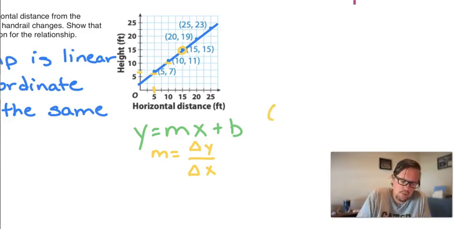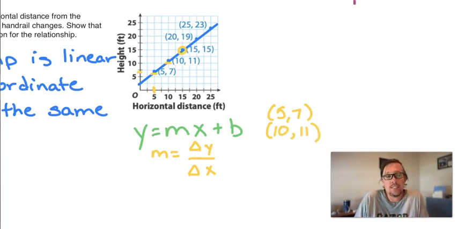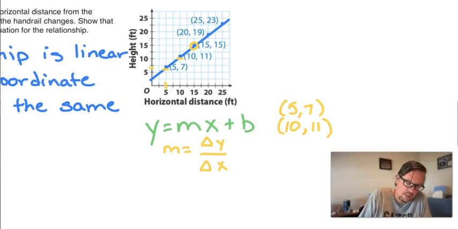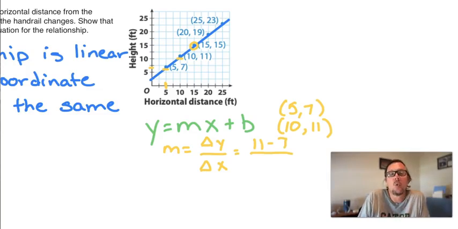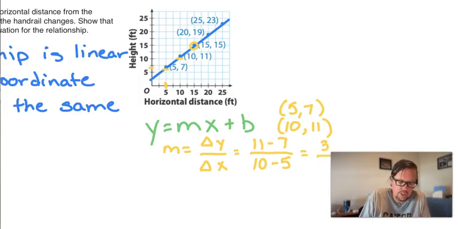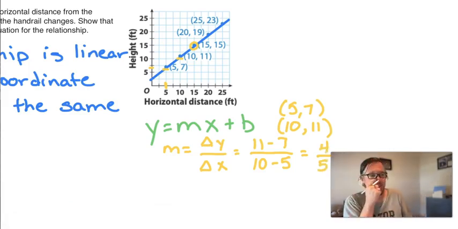And our two smallest coordinate pairs are 5, 7 and 10, 11. So our two y coordinates here are 7 and 11. So let's go ahead and subtract those to find the change in y. And our two x coordinates are 10 and 5. So we'll go ahead and subtract those to find the change in x. So the y changes by 3 and the x changes, I'm sorry, I cannot subtract here. The y changes by 4. 11 minus 7 is 4, kids, not 3. 4. And 10 minus 5 is 5.